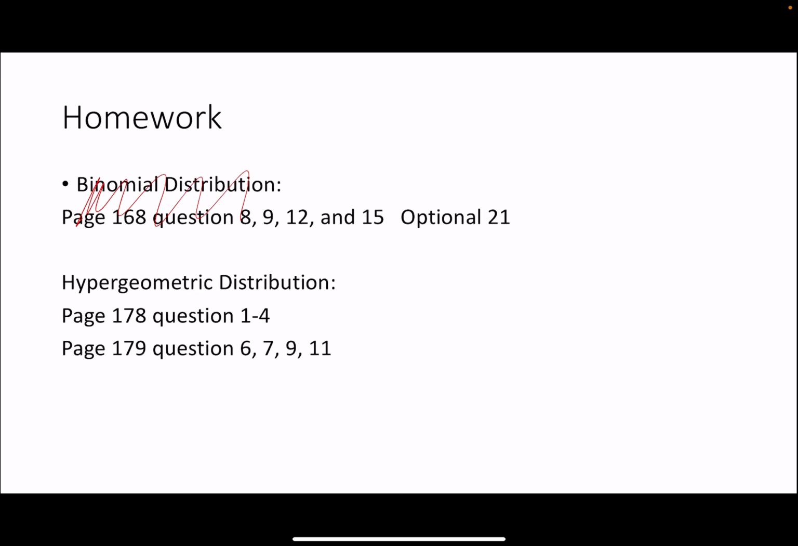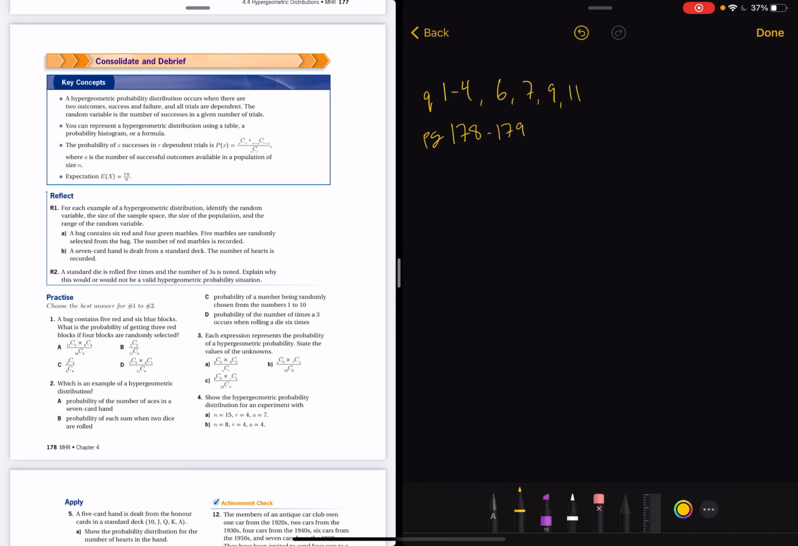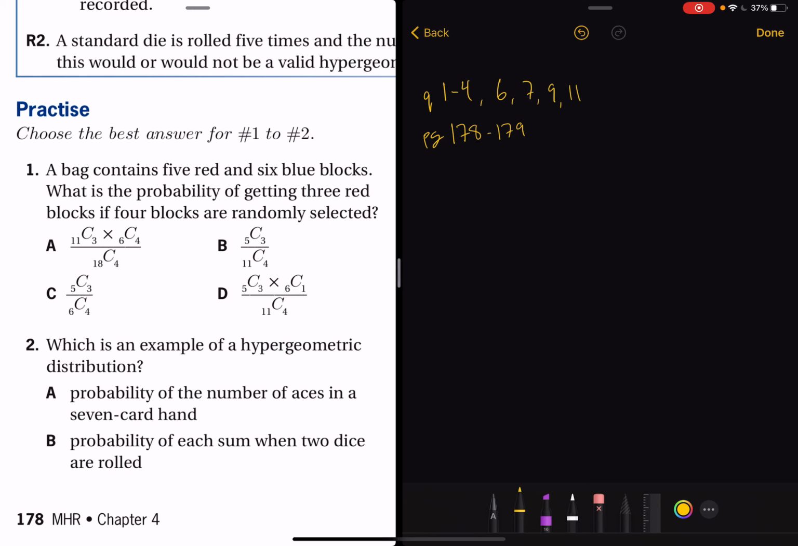Now, this has already been assigned. But some of the best ways to learn this is by example. We're going to do some of these examples, or the homework questions. So let's go ahead and do question 1. A bag contains 5 red and 6 blue blocks. What is the probability of getting 3 red if 4 blocks are randomly chosen?